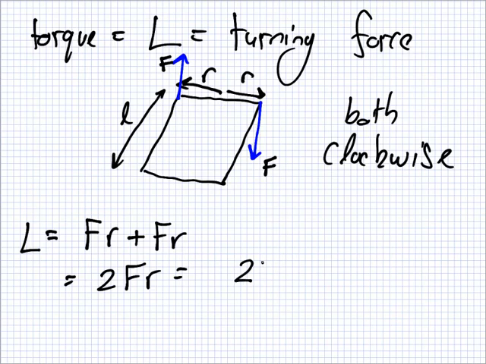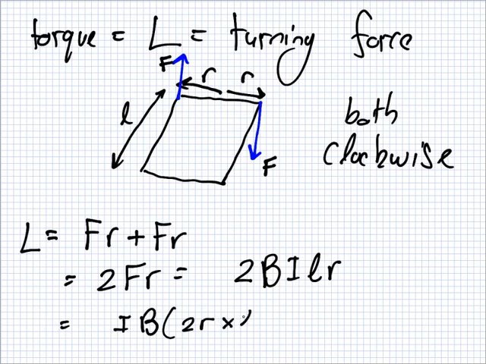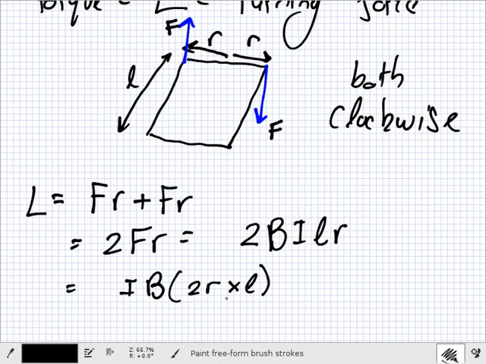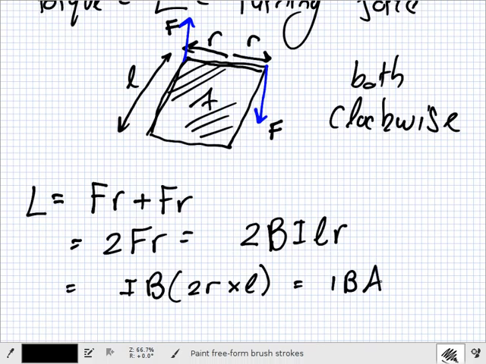No, the one from today. F is BIL. So if you want, that's IB 2r multiply L, like this. Now, can anyone tell me what 2r multiply L is on the picture? Here is 2r, and here is L. What'd you say, Amanda? Very good. That is actually the same as the area. So this equals IBA.